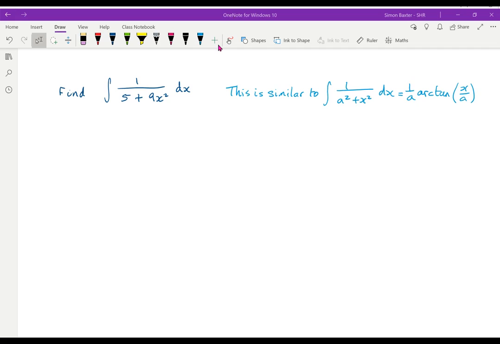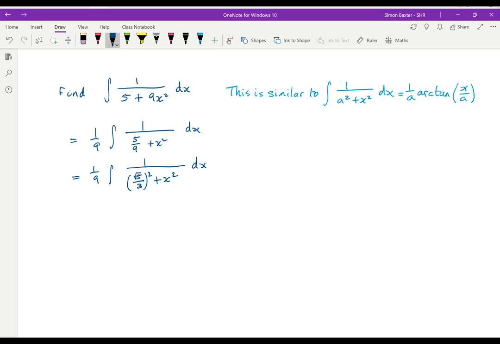Okay, did you manage it? You should have realized that you're taking the 9 out. So this is going to be equal to 1 over 9 integral 1 divided by 5 over 9 plus x squared dx. Multiply the 9 back in. Yes, it works. We need 1 over a squared plus x squared. That is 1 over 9 integral 1 divided by, slightly more awkward this time, root 5 over 3 all squared plus x squared dx. So a is root 5 over 3.